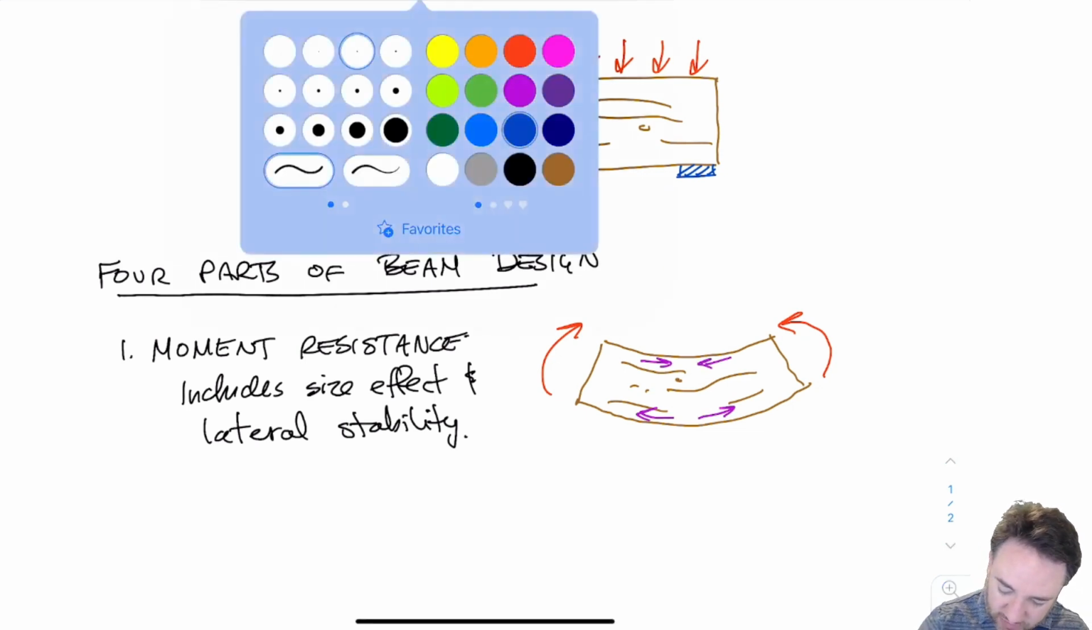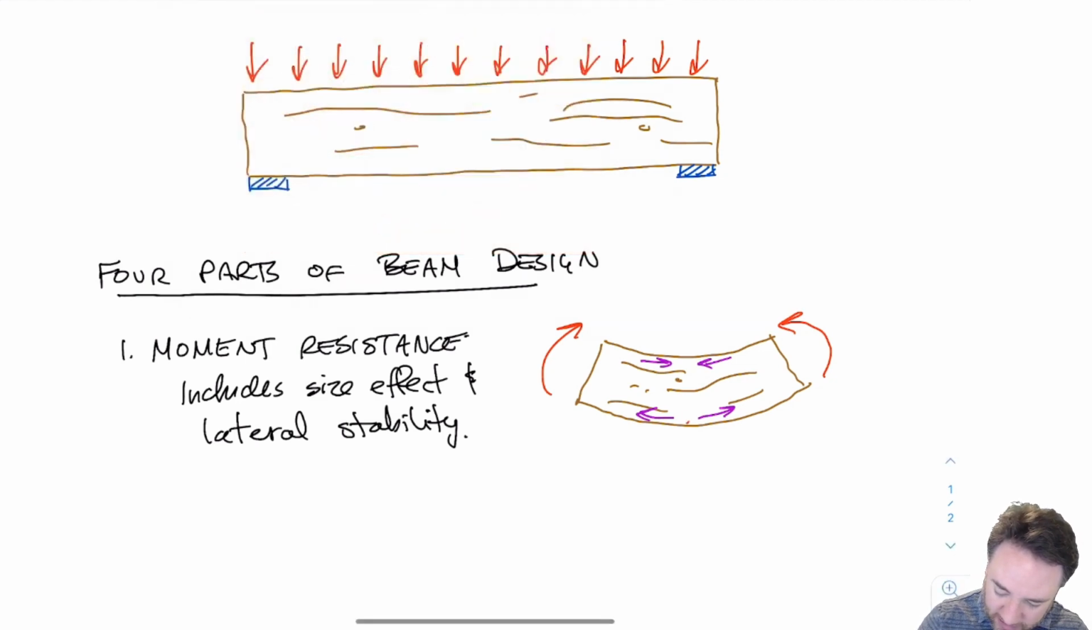And so the different possible failure modes are either tension failure in the bottom fibers, so actually have those fibers fail and pull apart, causing a split, which would cause the piece to fail. Or the other is that we could have a compression crushing failure on the top. So these are the ways that we can fail for moment.